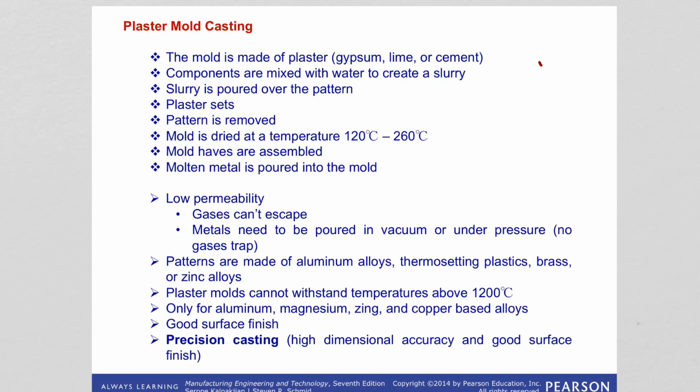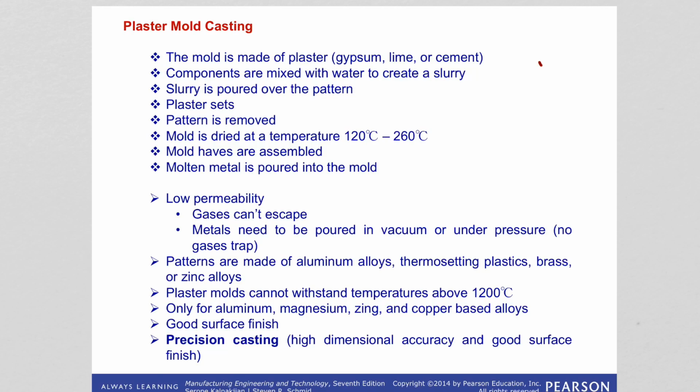Patterns for plaster mold casting are made of aluminum alloys or thermosetting plastics, and can also be brass or zinc alloys. So of course there is a limit to the maximum temperature that the mold can withstand. It is generally about 1200 degrees C. Therefore this casting technique is only used for low melting point metals like aluminum, magnesium, zinc, and some copper-based alloys.